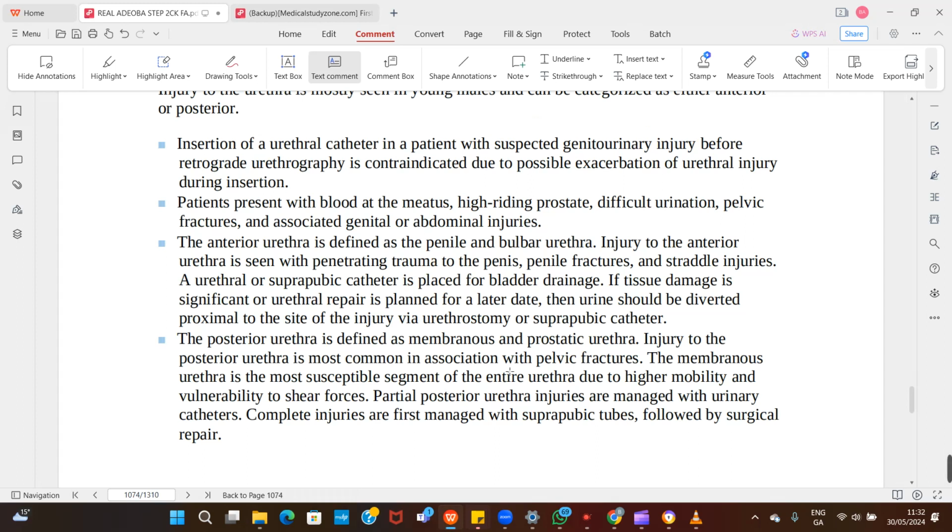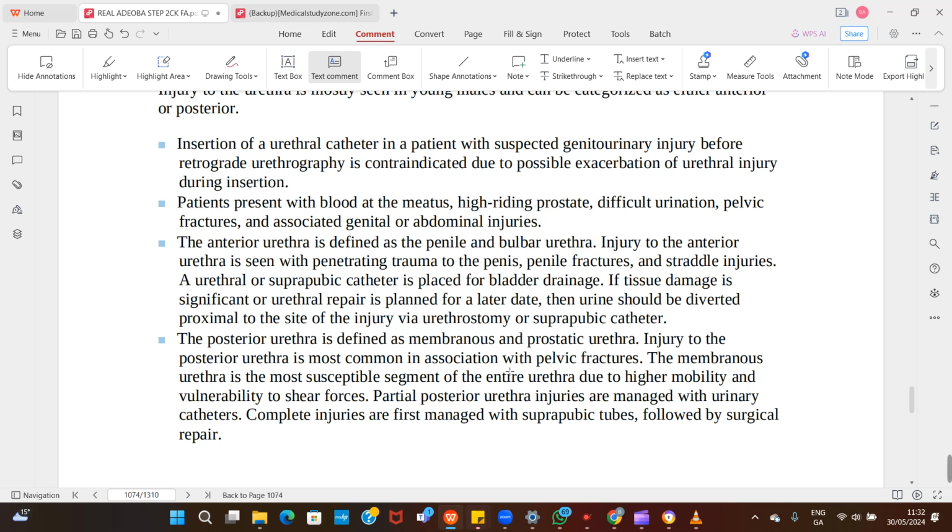But for the posterior urethra, you just manage them by putting the suprapubic catheters, particularly if it's partial. If the tear is partial for posterior, just put in your suprapubic catheter and rest that urethra. It is going to heal by itself. But if there's a complete injury to the posterior, put in your suprapubic tube first, then do your surgical repair later. So that is the summary.